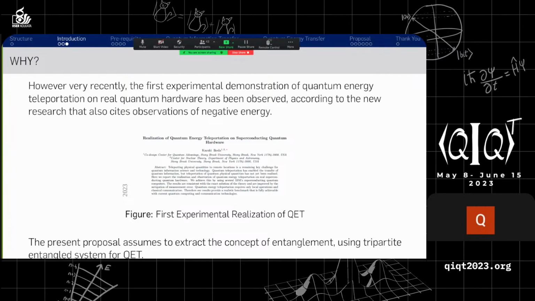But very recently, the first experimental demonstration of quantum energy teleportation on real quantum hardware has been observed, according to new research that also cites observation of negative energy. So the present proposal assumes to extract the concept of entanglement using tripartite entangled systems for quantum energy teleportation.